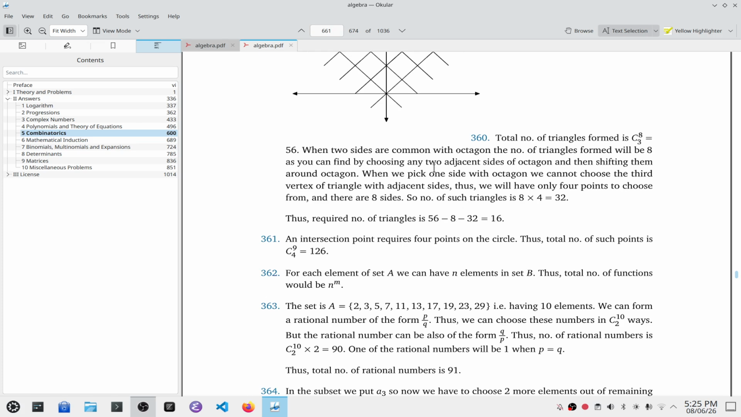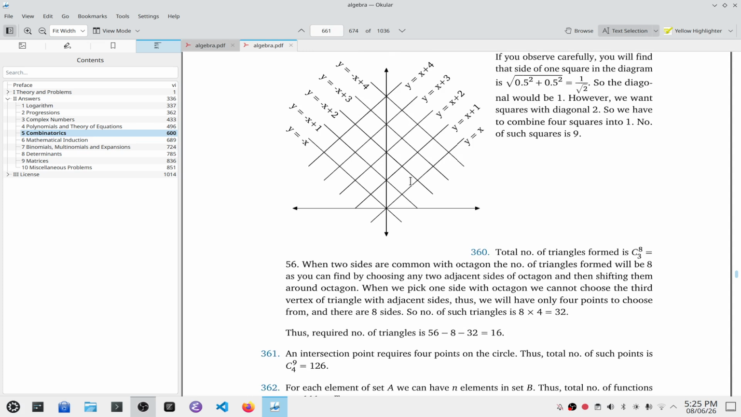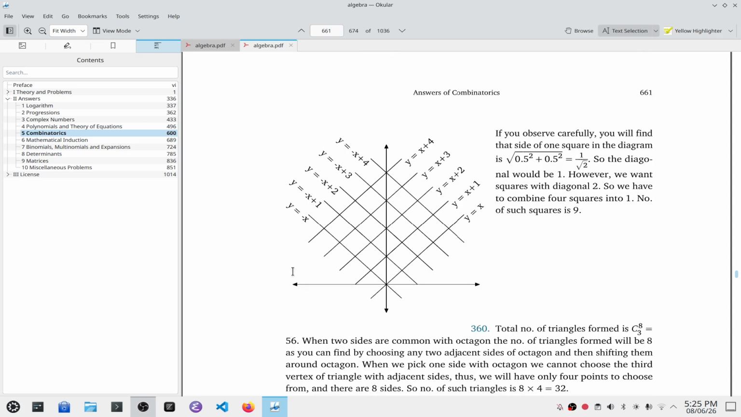So with this, we come to the end of the problems 351 to 360, and there were quite a lot of typing mistakes.